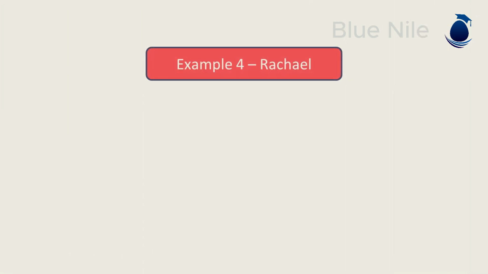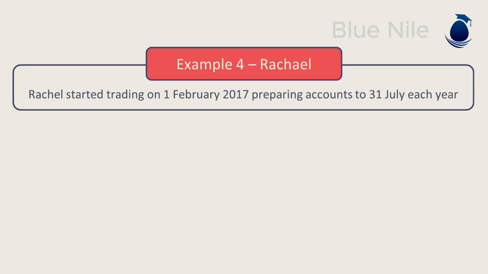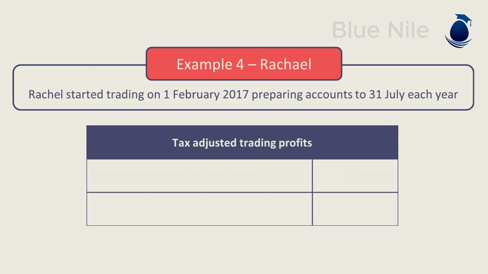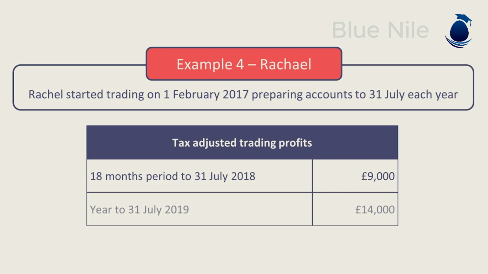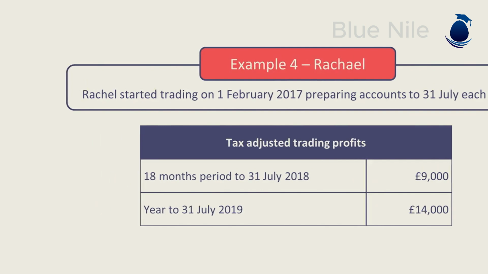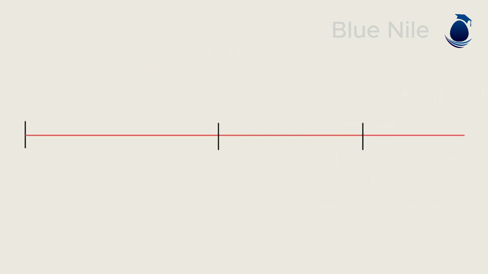Example 4. Rachel started trading on the 1st of February 2017, preparing accounts to the 31st of July each year. Her tax-adjusted trading profits were, for the 18 months period to the 31st of July 2018, £9,000, and for the year to the 31st of July 2019, £14,000. We again start with the timeline.